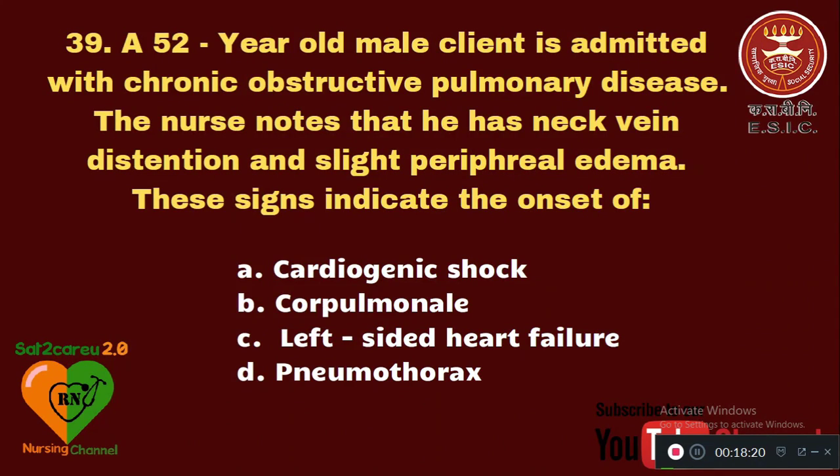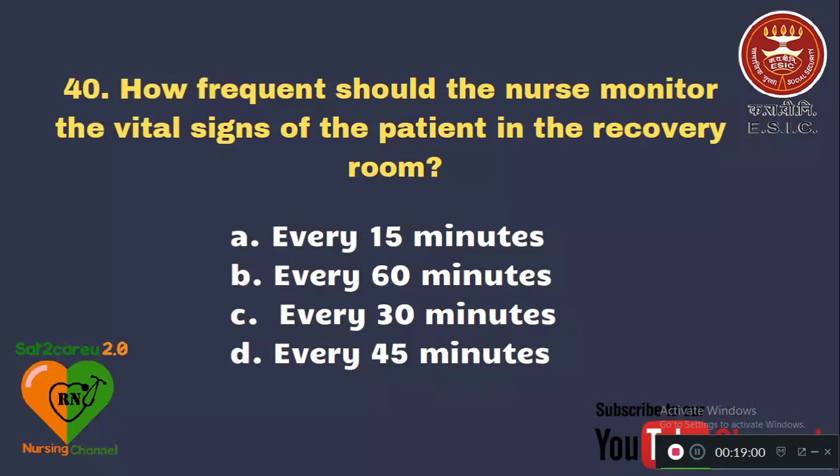Question number 39. A 52-year-old male client is admitted with chronic obstructive pulmonary disease. The nurse notes that he has neck vein distension and slight peripheral edema. These signs indicate the onset of option A, cardiogenic shock, B, cor pulmonale, C, left-sided heart failure, and D is pneumothorax. The right answer, when these symptoms are presented, particularly neck vein distension and peripheral edema, the nurse suspects for cor pulmonale.